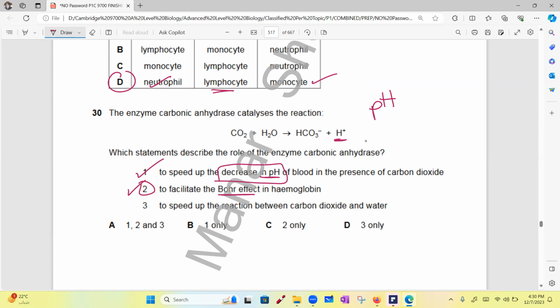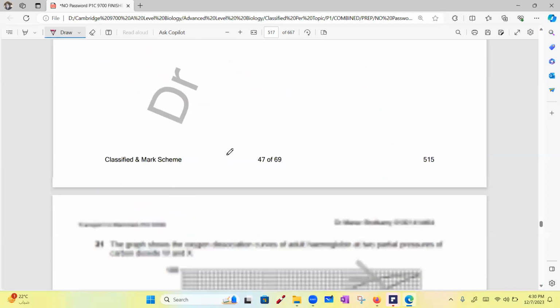The hemoglobin, its affinity to oxygen will increase or decrease if I have more hydrogen ions? Will decrease. Correct. Very good. To speed up the reaction between carbon dioxide and water, does the enzyme do that? Yes. Definitely yes. So the answer is definitely A. So this one is easy if you just know this part fairly well.